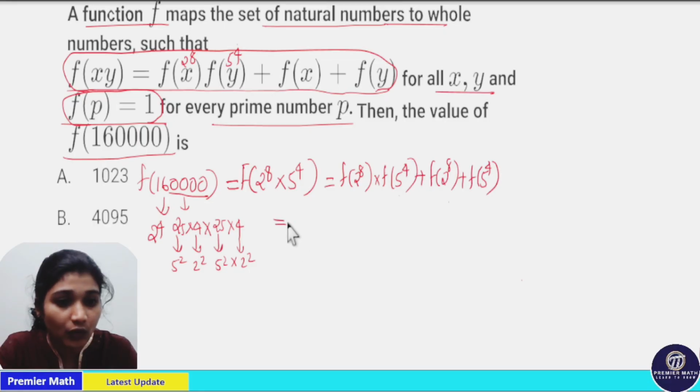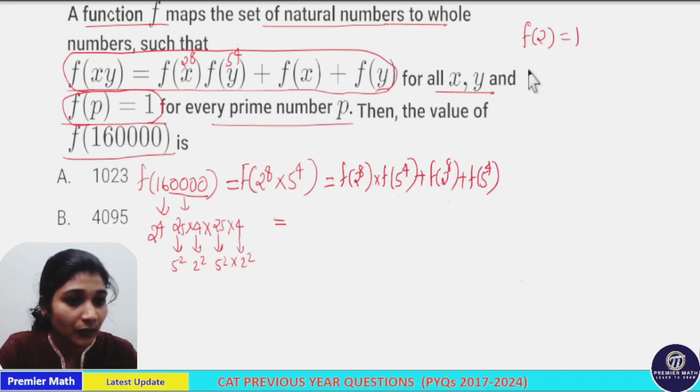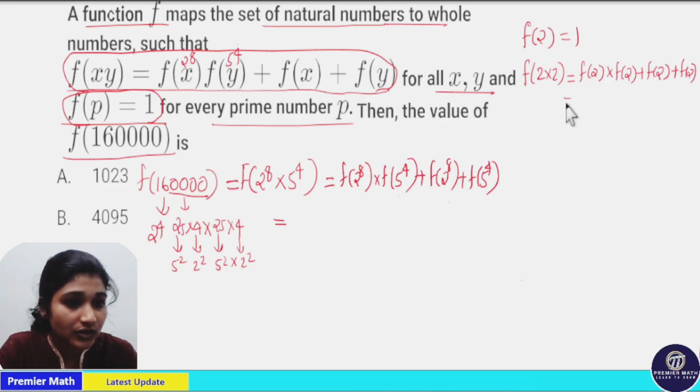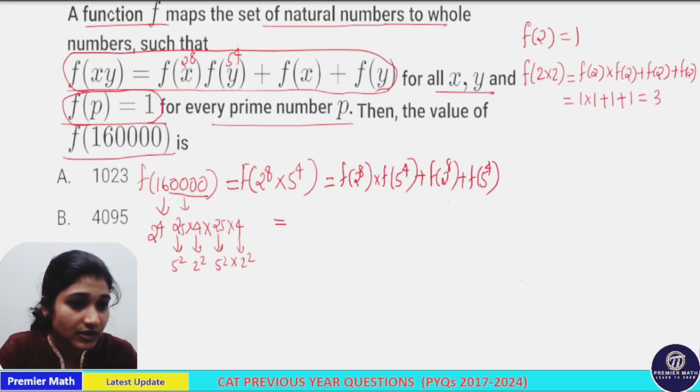Now find what is f of 2 raised to 8 and f of 5 raised to 4. Here both 2 and 5 are prime numbers. So f of 2 is equal to 1. F of any prime number is 1. Now f of 2 square, which is 2 into 2, is equal to f of xy. So this is f of 2 into f of 2 plus f of 2 plus f of 2. So this is equal to 1 into 1 plus 1 plus 1, which is 3.